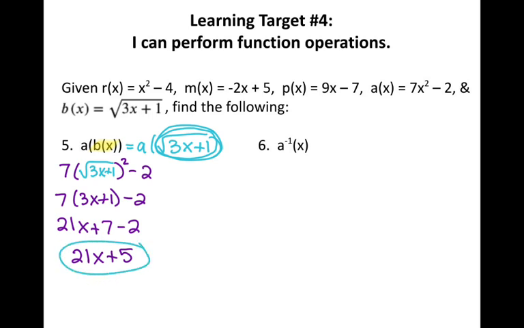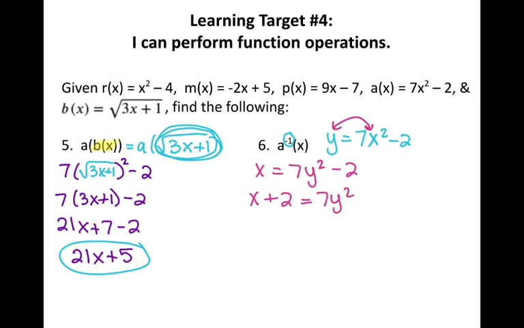And last but not least, we have another inverse function. So I'm going to list my a first. I'm going to write it as y equals 7x squared minus 2. But since I'm trying to find the inverse, I'm going to switch my x and my y, and solve. I can start by adding 2 to both sides. Divide both sides by 7. So I have x plus 2 over 7 equals y squared, and then I am going to square root.